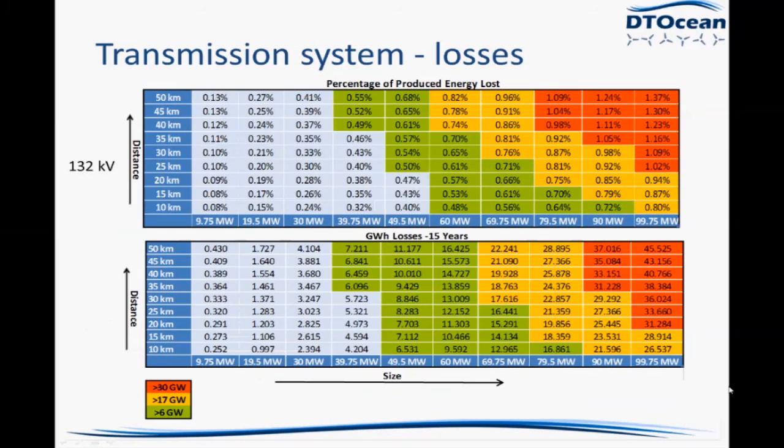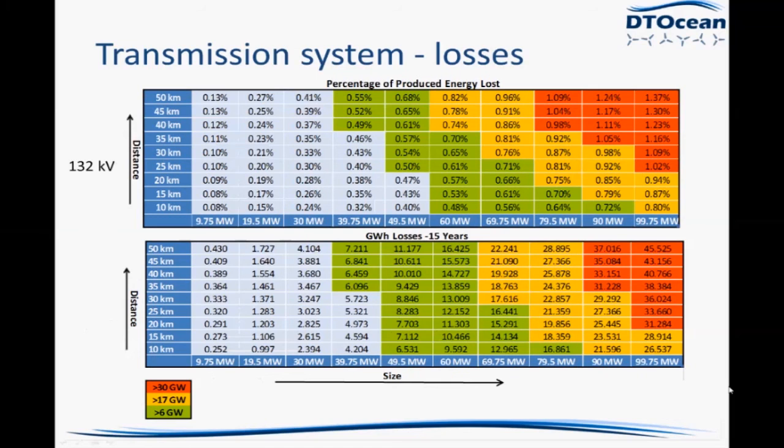If you go one step further, with a 132 kV transmission system, you can have the entire range up to 100 megawatts. For a 100 megawatt wave farm located 50 kilometers offshore, the percentage energy lost is less than 2%, 1.37%. This one here shows the actual losses in gigawatt hours, about 45 gigawatt hours. So basically the losses have come down with the voltage level going up.